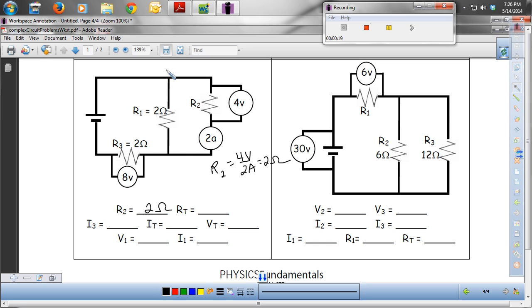So then I have 1 over 2 plus 1 over 2. That's 2 over 2, which reduces down to 1. So 1 ohm is RT for that group. So that whole group could be replaced with the 1 ohm resistor. So I have a 1 ohm resistor, and then I have a 2 ohm resistor. So there's a 2 ohm there, 1 ohm there. That's my battery. So 2 plus 1 is 3 ohms for my RT.